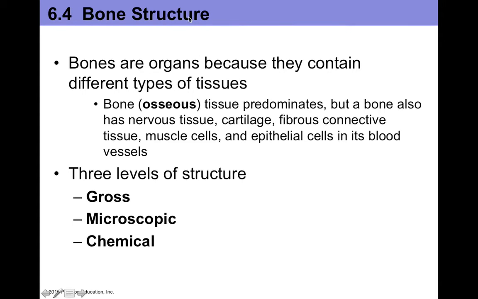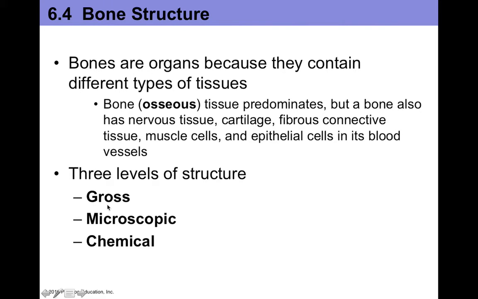Okay, in this video we're going to talk about bone structure. So bones are considered organs. Now we know that bone itself, or osseous tissue, is a tissue type you find in bones. However, bone also has nervous tissue, cartilage, other fibrous connective tissue, muscle cells, and epithelial cells. And you find this all throughout bone, therefore we consider bones as an organ themselves, although they do contain bony tissue.